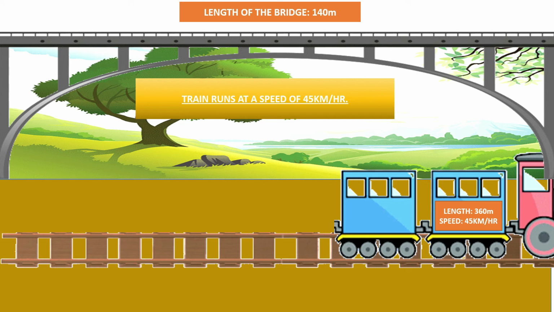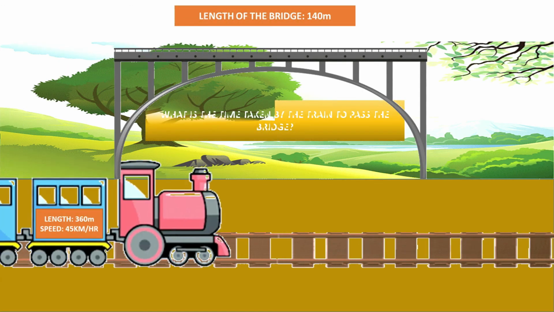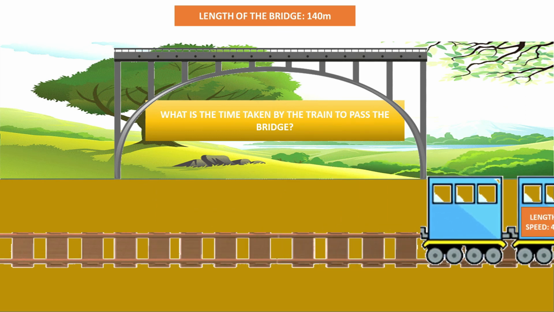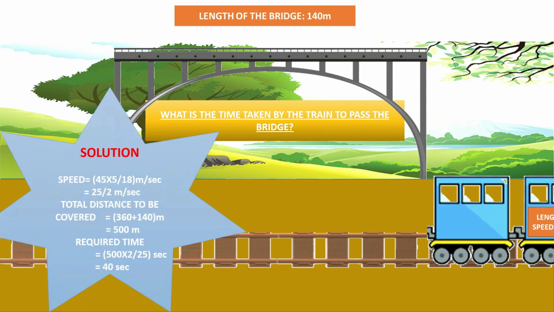So we are going to find the time taken by the train to pass the bridge of length 140 meter. The solution is speed. First of all, they have given the speed 45 km per hour. So we have to convert the speed from kilometer per hour to meter per second. So we are going to multiply 45 with 5 by 18 to convert it into meter per second. So we will be getting 25 by 2 meter per second.